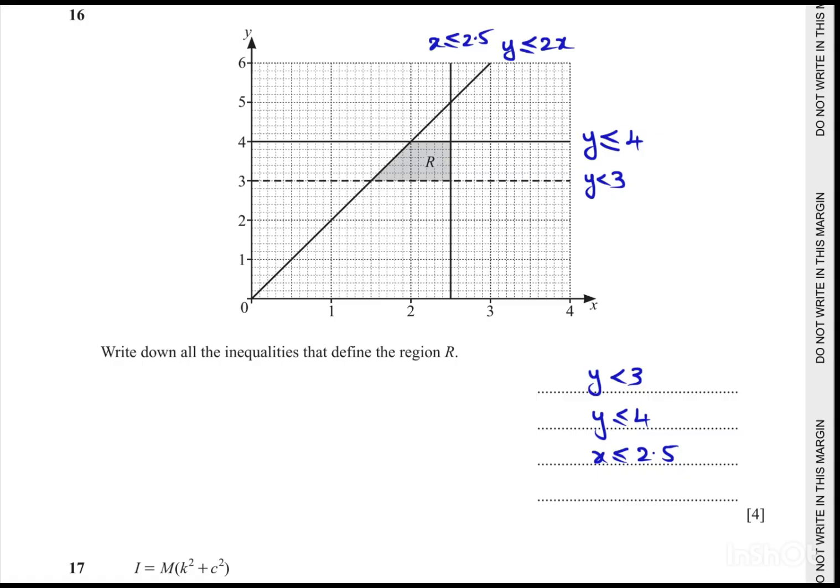No, y is greater than, it is above here, sorry, this is wrong. Y greater than 3. Then y less than or equal to 4, x less than or equal to 2.5, and y less than or equal to 2x.